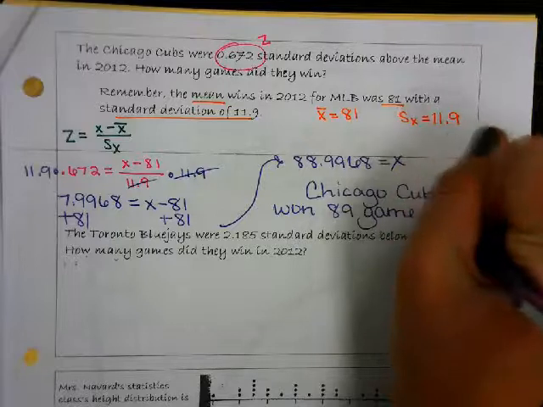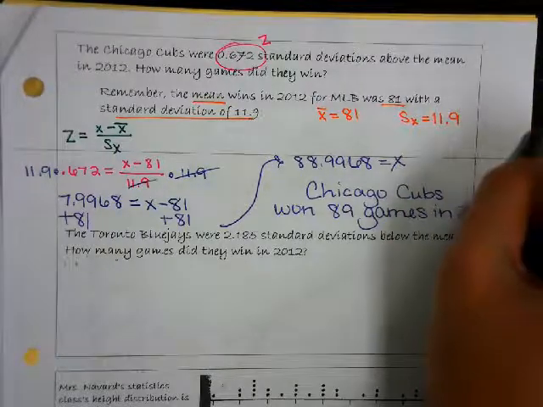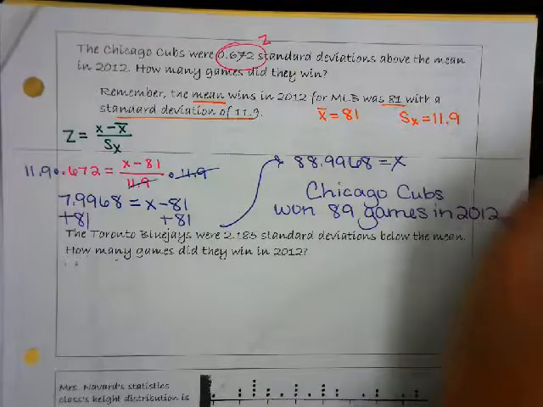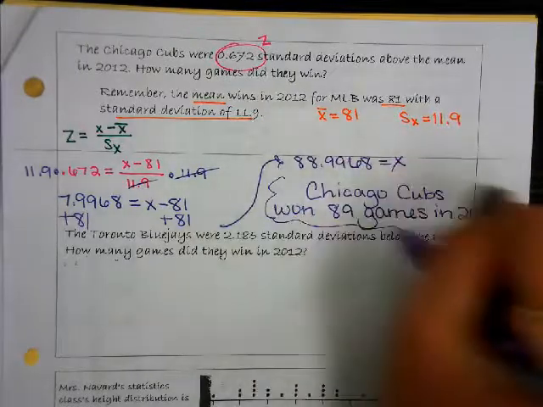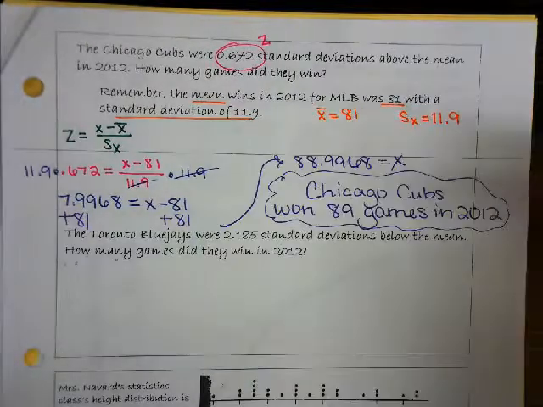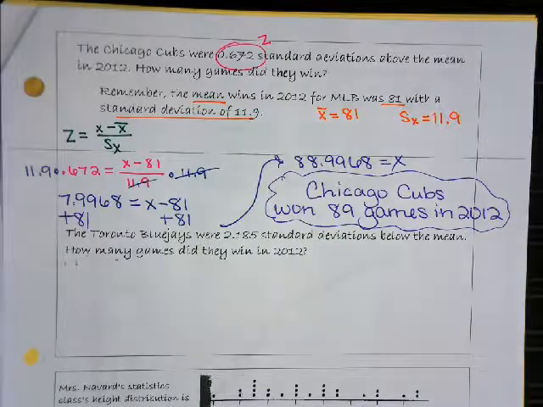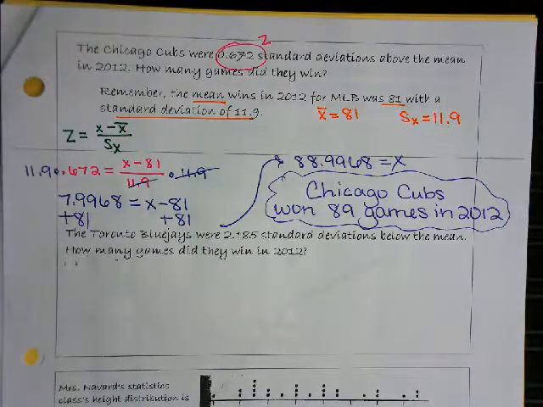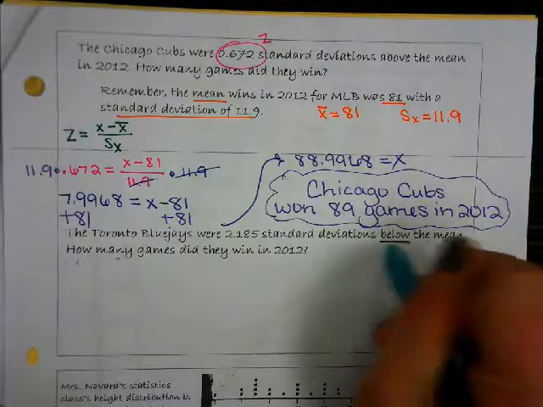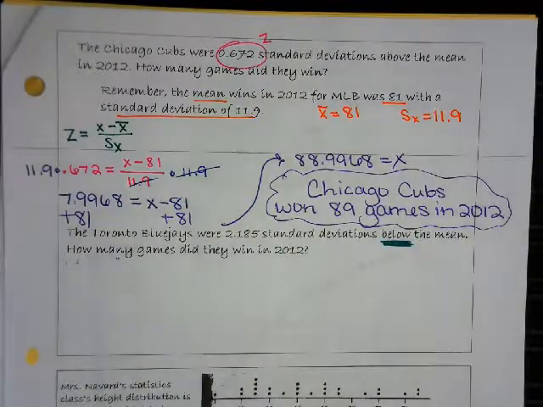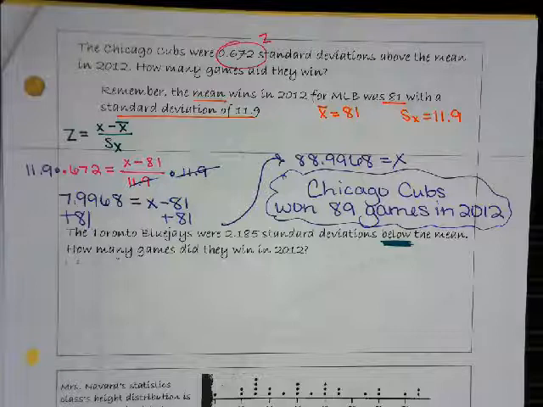So you guys are going to figure out how many games the Toronto Blue Jays won in 2012. I do want to emphasize that they were below the mean. So that's going to change your z-score to a negative. So make sure that you make it a negative z-score.